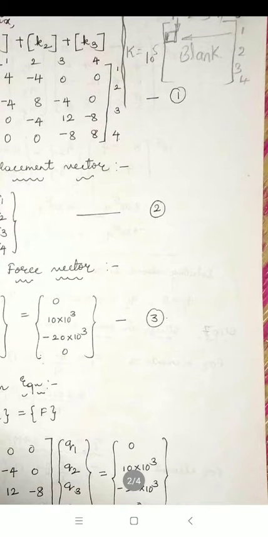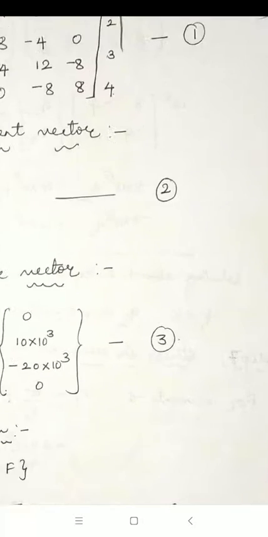a blank matrix, and I will represent their row and column numbers. Since there are 4 nodes, the size of the global stiffness matrix will be 4 cross 4. First I will write all 4 column numbers and row numbers 1, 2, 3, 4, 1, 2, 3, 4 columns also like this. 10 to the power of 5 common, that's why I have written outside. Now I have to fill all the elements inside the matrix. For this we have to follow one procedure.